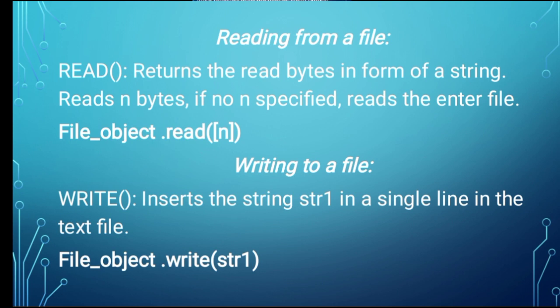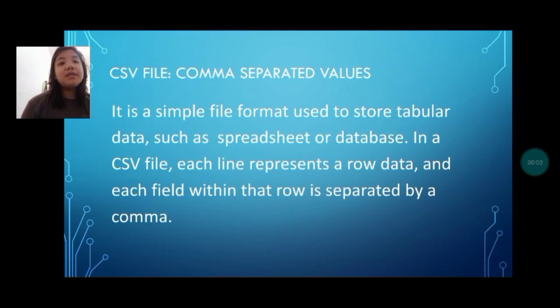Writing to a file inserts the string str1 in a single line in the text file. File object write str. CSV file, comma separated values, is a simple file format used to store tabular data such as a spreadsheet or database. In a CSV file, each line represents a row of data and each field within that row is separated by a comma.